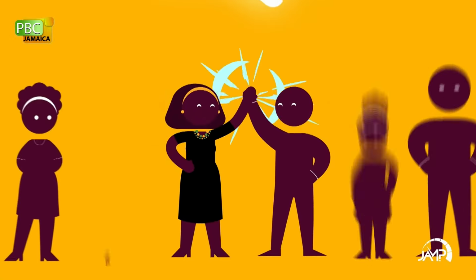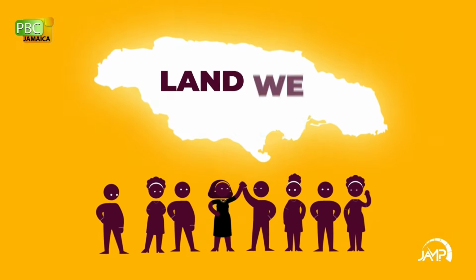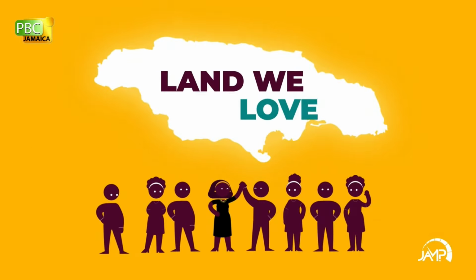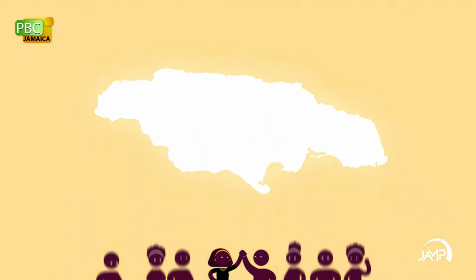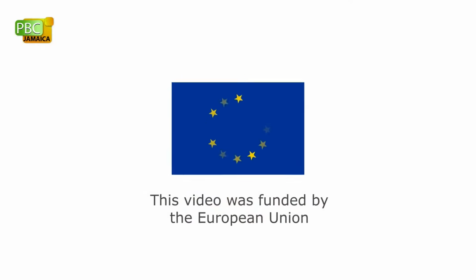This is how we can do our part to make Jamaica land we own, Jamaica land we love, and Jamaica land we run well. A message from the Jamaica Accountability Meter Portal, funded by the European Union and you.